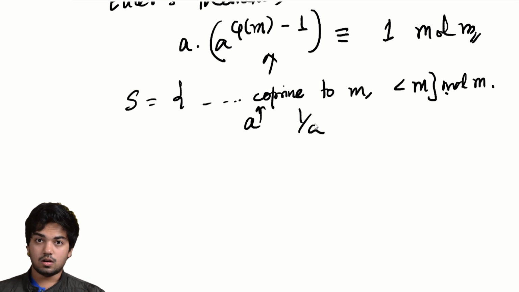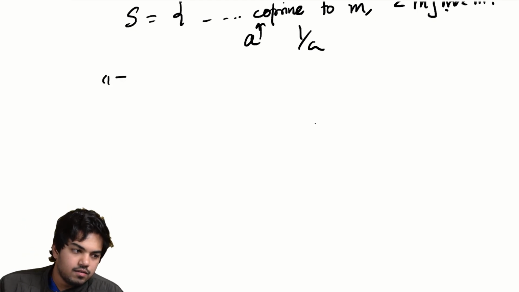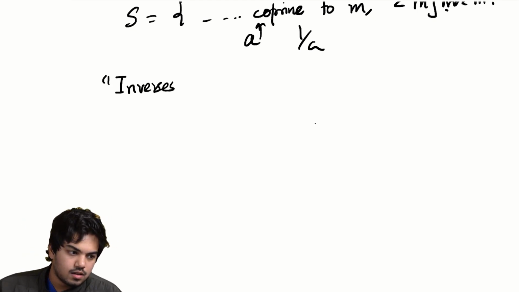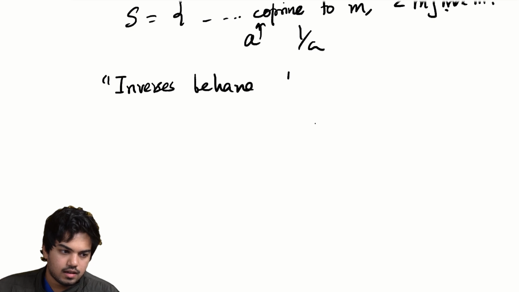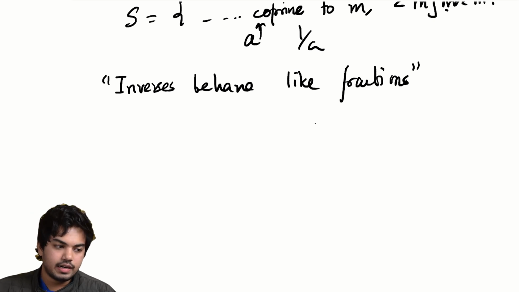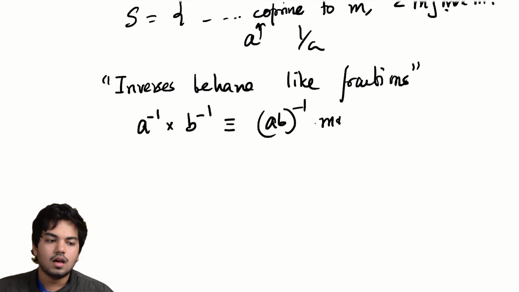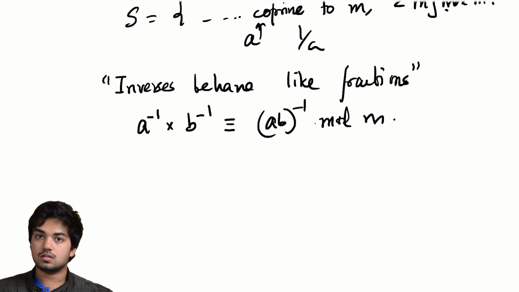Right, so we know what inverses are. How do they work? They work exactly how we want them to. I'll give a few properties, all of which are proofs of this idea that inverses behave exactly like fractions. In particular, if I take the inverse of a and I multiply it with the inverse of b, as expected, I'll get the inverse of ab mod m. Given that a and b are both invertible.